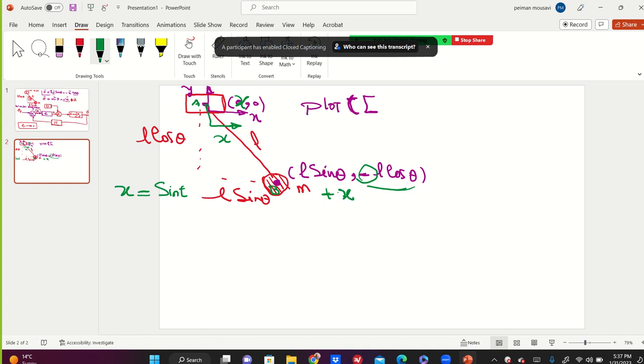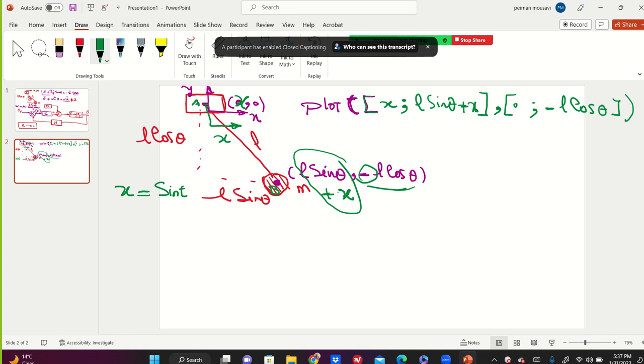So why is this minus? It's the y component because this is under the datum. See here? Under the datum. So minus. So in MATLAB, we say plot bracket x. I'm going to copy into MATLAB. X of this point and x of this point. X of this point is L sine theta plus x, bracket, comma. Now y of that is 0. Y of that is minus L cosine theta, bracket, this process.